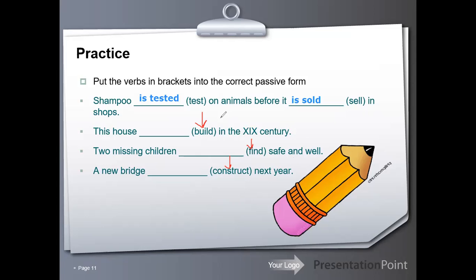So, what is the past form of build? Simple past. Please include the simple past. So what is the simple past form? Built. What is the past participle form? Built. So that's regular or irregular? Irregular. That's irregular. Okay, very good.